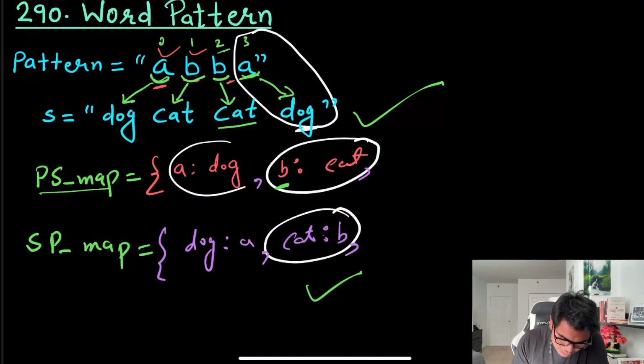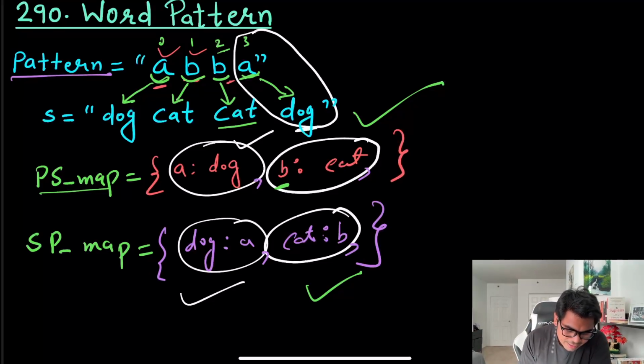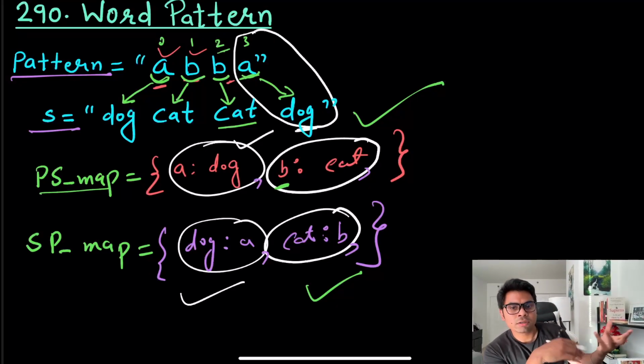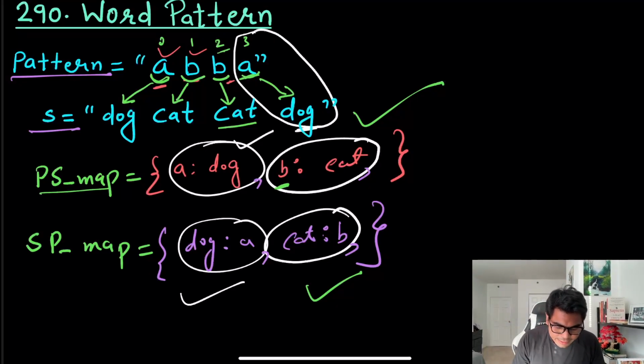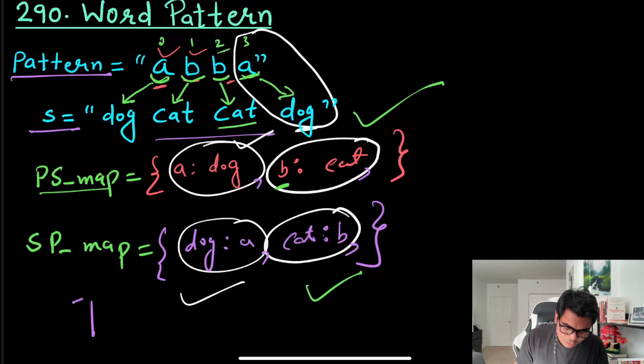Then here, see, yes, A is mapped to dog and dog is mapped to A, so that means these basically follow the perfect mapping. Both of these, the pattern and S, they follow the perfect mapping. Well, in case you came across some difference right here, then in that case you will return false. Otherwise in this case you will return true.